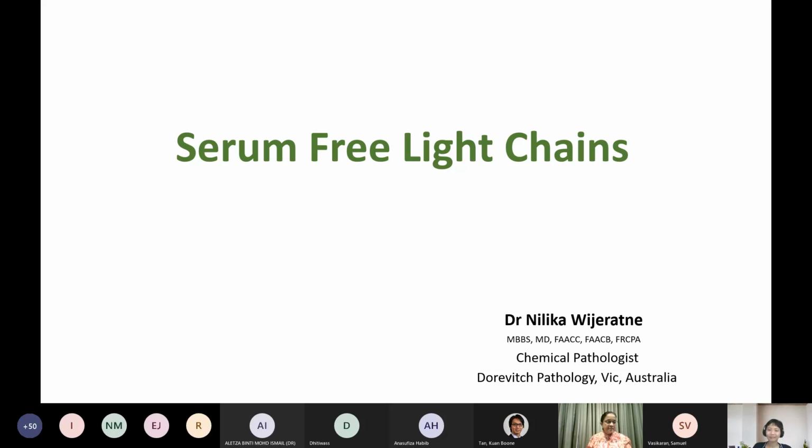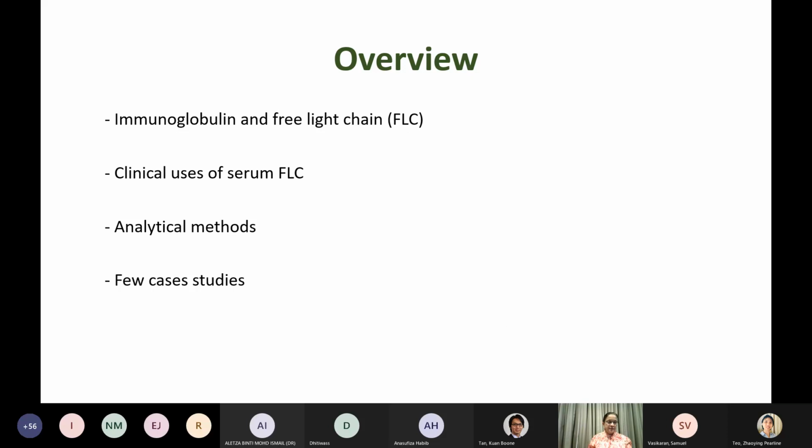Thanks, Berlin and Sam. I thought that we would start with serum-free light chain, and if we have time, we will go through a few remaining topics of serum protein electrophoresis. During this presentation, I will go through the physiologic and clinical uses of serum-free light chains, the currently available analytical methods and some of the limitations of those methods. And finally, we will go through a few case studies.